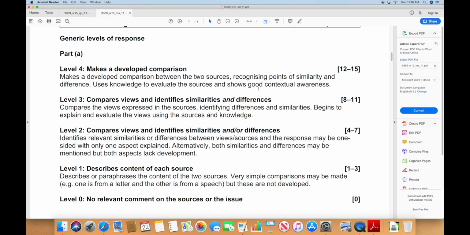So let's look at level 3 real quick here. For 3, you have to compare the views and identify similarities and differences. Now, to get the full points here, what this says is you compare the views expressed in the sources, identify differences and similarities, and you begin to explain and evaluate the views using the sources and knowledge. What this means, knowledge, is your actual content knowledge.